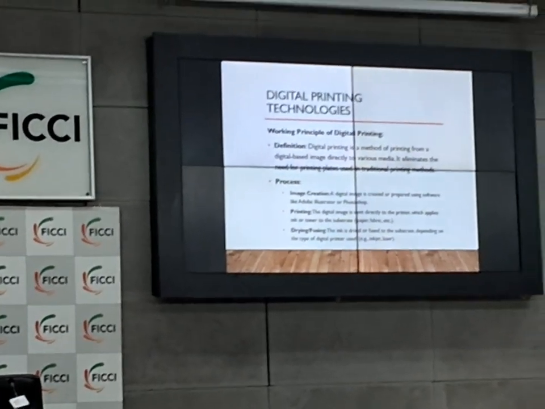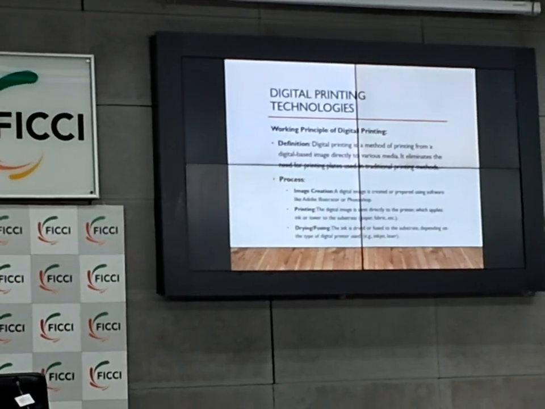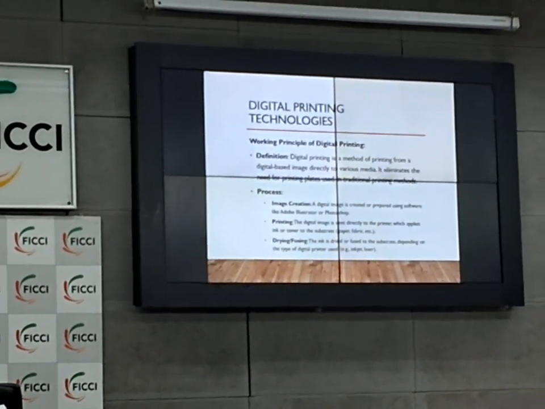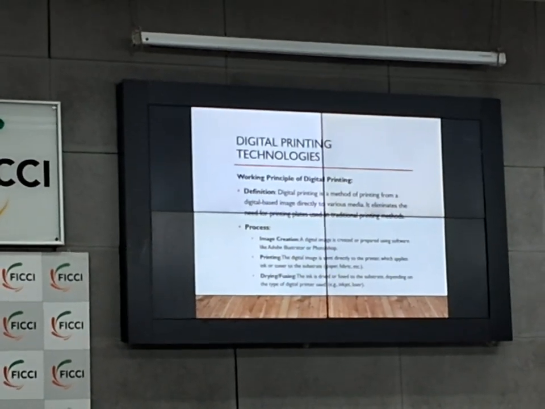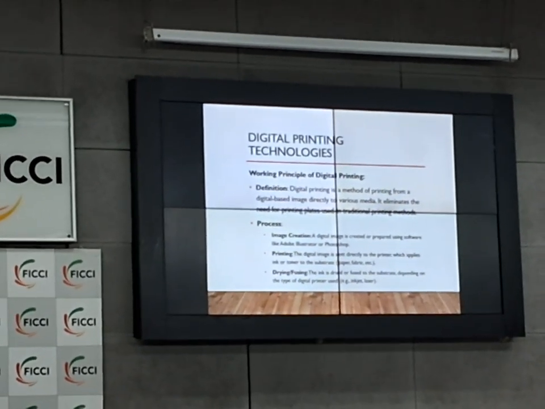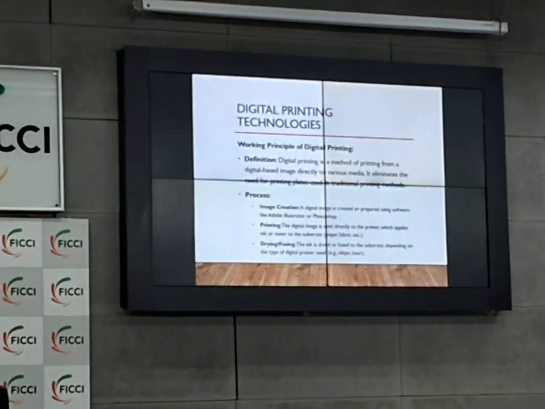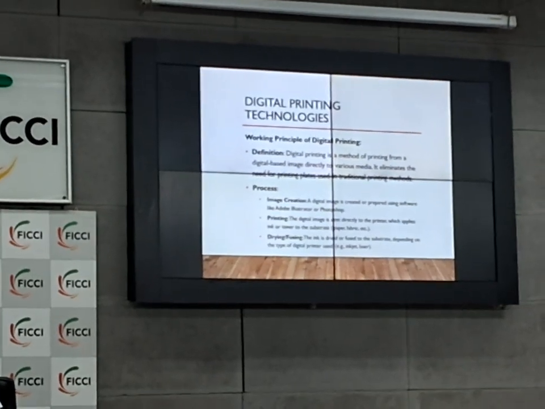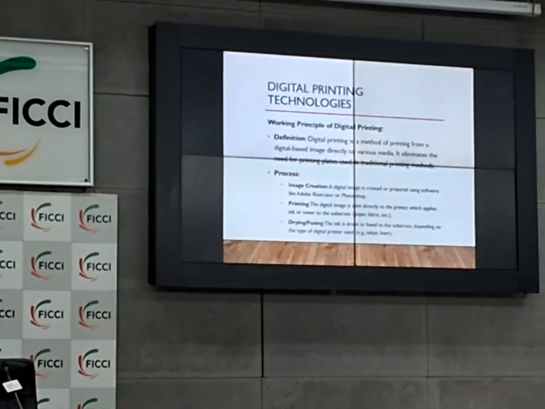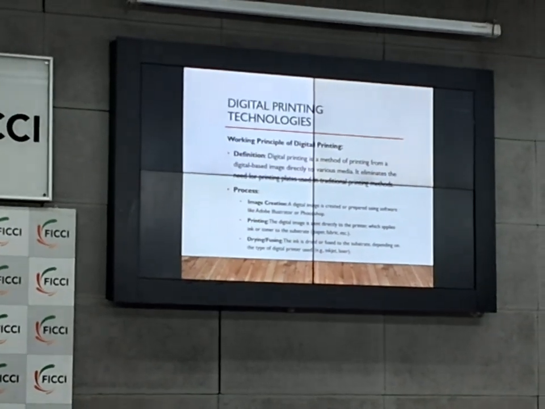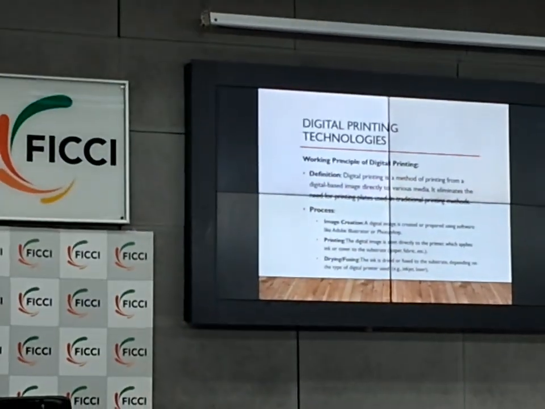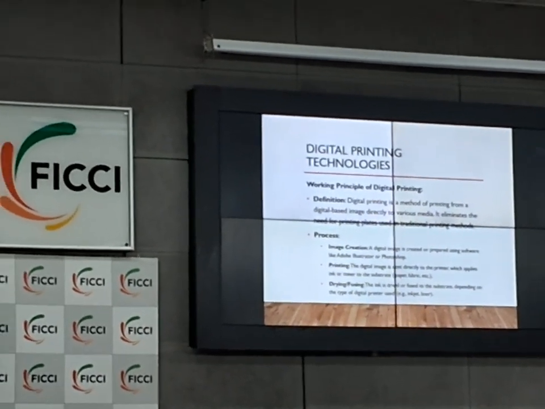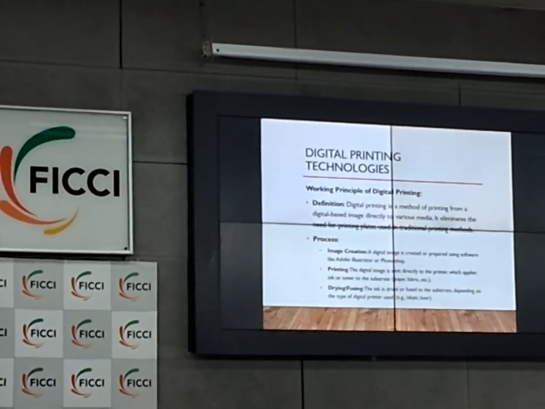So we need not go to offset or letterpress or gravure or flexography. Directly from the computer system, we can make a digital printing, just like a laser printer or other inkjet type printer. We can print the required printing. It can be used for various printing purposes, like any books, manuals, or any pamphlets, posters, everything, or even in textile printing also. This process is being used nowadays.